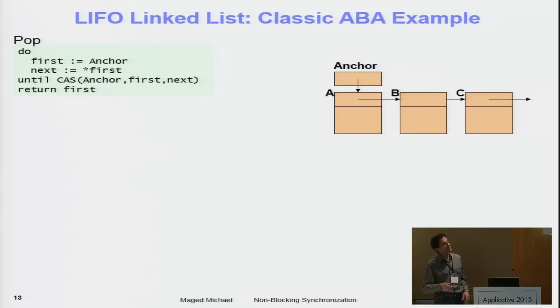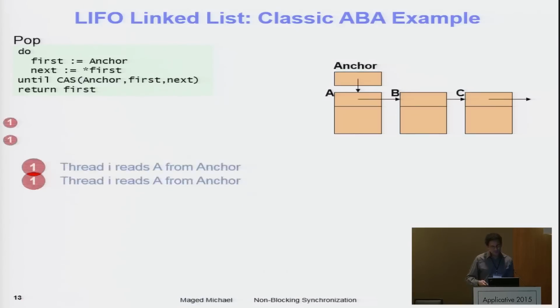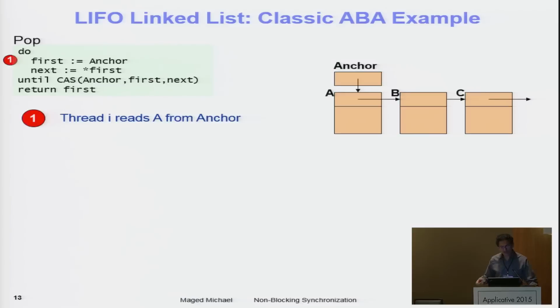Basically, it has the ABA problem. What you expect to happen if there's no problem is that you read the pointer from the anchor. That's the first node in the list, and then you see that the next one is B. You try to do compare and swap and move the anchor to the next one, and now you have popped the first node.